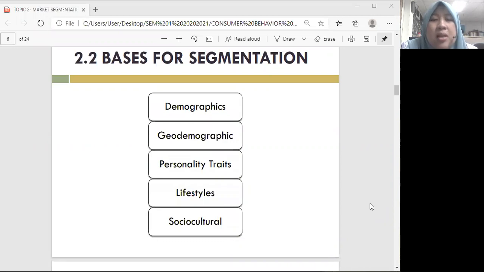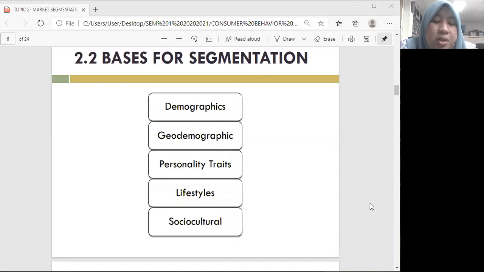Okay, maybe I say demographic is age, income, and then education, level of background, and then geodemography is referring to where the geographic location is, and it's also referring to whether you are, let's say in Malaysia, whether you are in the north region.